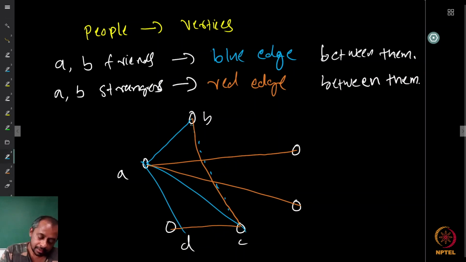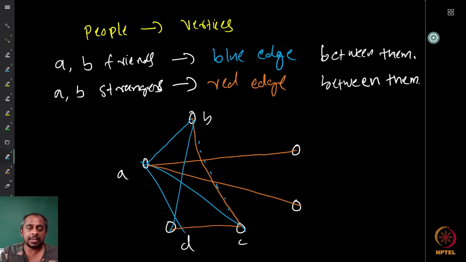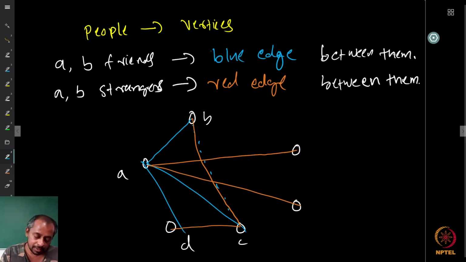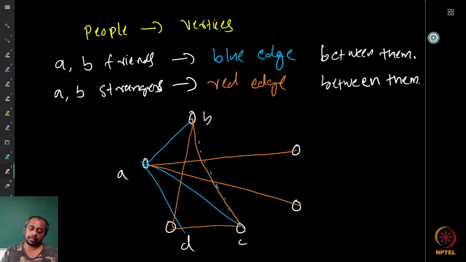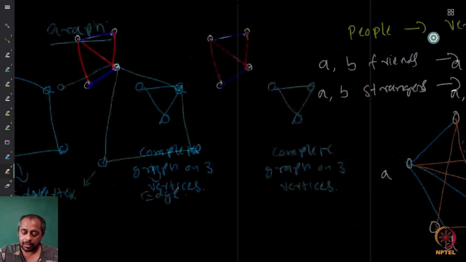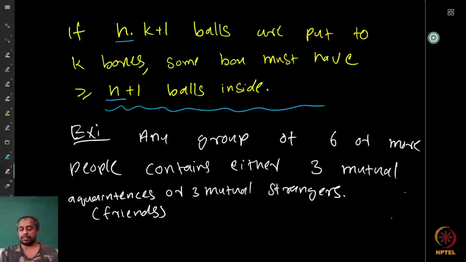Or maybe this didn't happen. Maybe instead this was blue. But then I have a blue triangle. Blue triangle means that there are 3 mutual friends. Red triangle means that there are 3 mutual strangers. So one of them must always be there. This is what the result says: if you have any 6 or more people, there will be either 3 mutual friends or 3 mutual strangers.